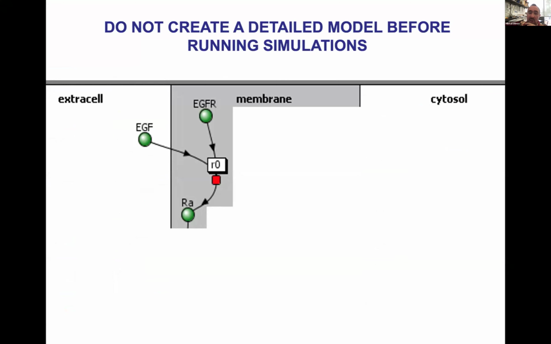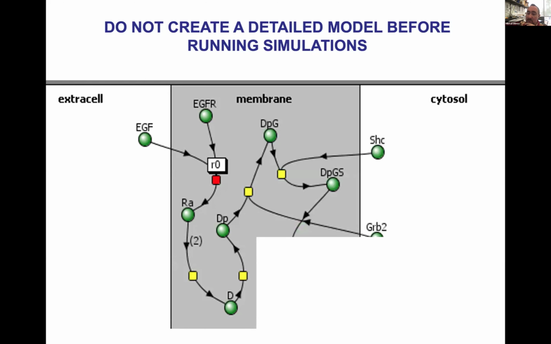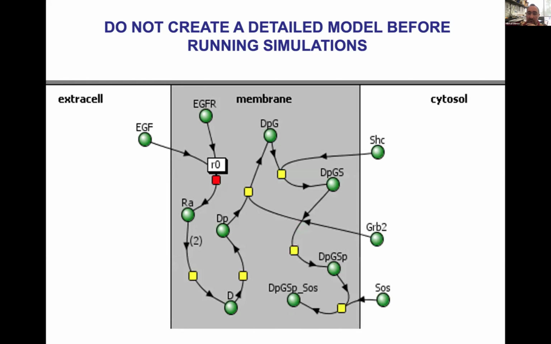Populate it with some numbers, make sure that you can run it, no mistakes, fine. Then add more, add some numbers, run it, no mistakes, add more. So this is a major process of modeling.